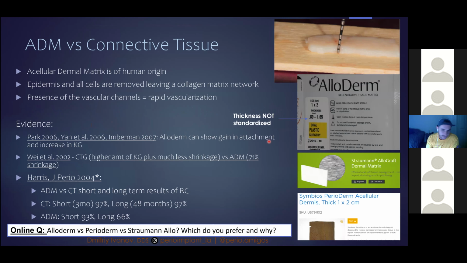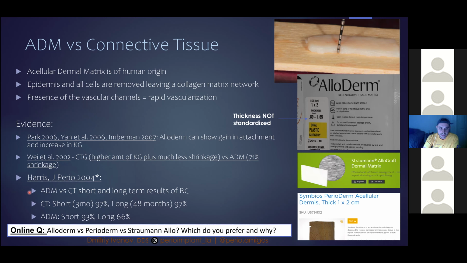There is some evidence that shows that alloderm or allografts can show gain in attachment and increase in KG. I honestly have never seen that in my cases, but what other literature does show is that the shrinkage between connective tissue and the dermal matrix is dramatic. I mean, alloderm and others, they tend to shrink a lot. So 71% shrinkage this way showed in this paper compared to CTG, almost no shrinkage.